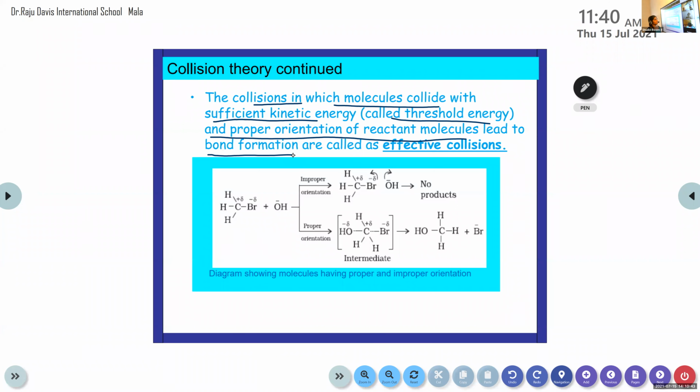The collisions in which molecules collide with sufficient kinetic energy called threshold energy, and proper orientation of reactant molecules. If the molecules do not arrange in proper orientation, the proper collision does not take place. So two things are needed: threshold energy, or the sufficient kinetic energy, and the next one is proper orientation.